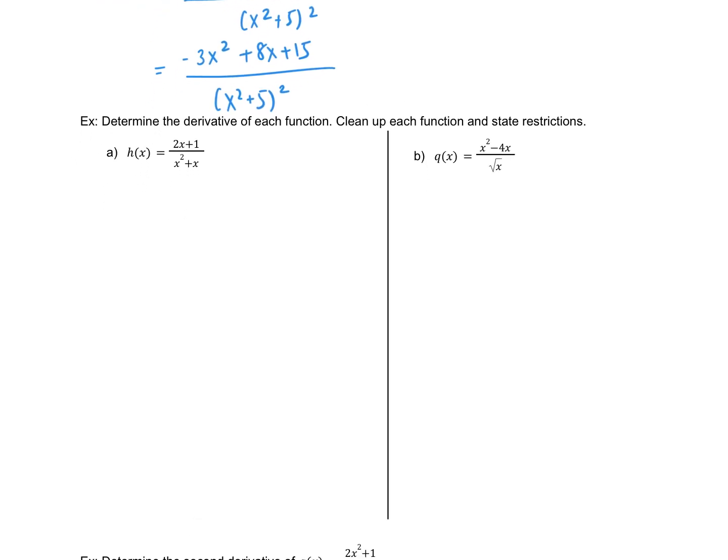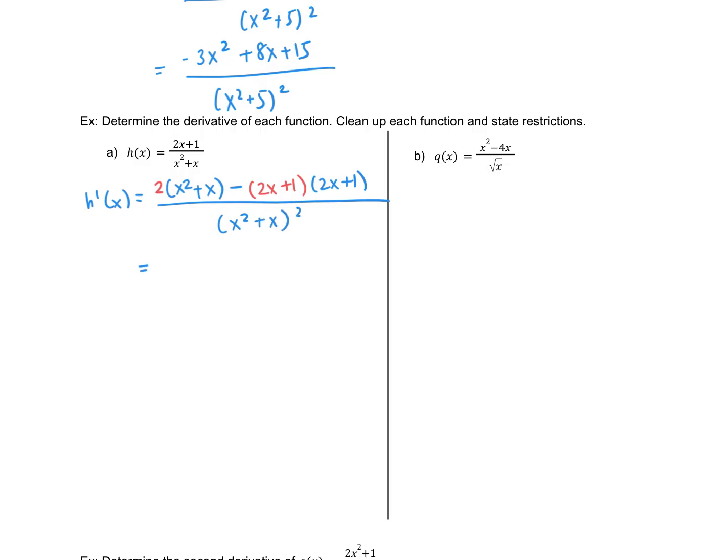Okay, next one. We're going to determine each derivative, and we're going to clean up the function and state the restrictions. Okay. So let's take the derivative of the numerator, which is 2, copy paste the bottom, minus derivative of the bottom is 2x plus 1, copy paste the top, all over original denominator squared.